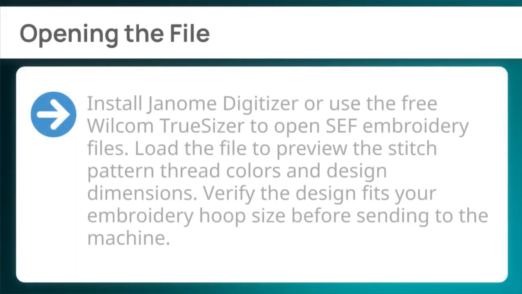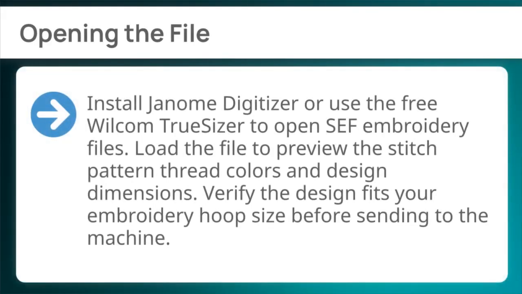First, opening the file. Install Janome Digitizer or use the free Wilcom TrueSizer to open SEF embroidery files. Load the file to preview the stitch pattern, thread colors, and design dimensions. Verify the design fits your embroidery hoop size before sending to the machine.